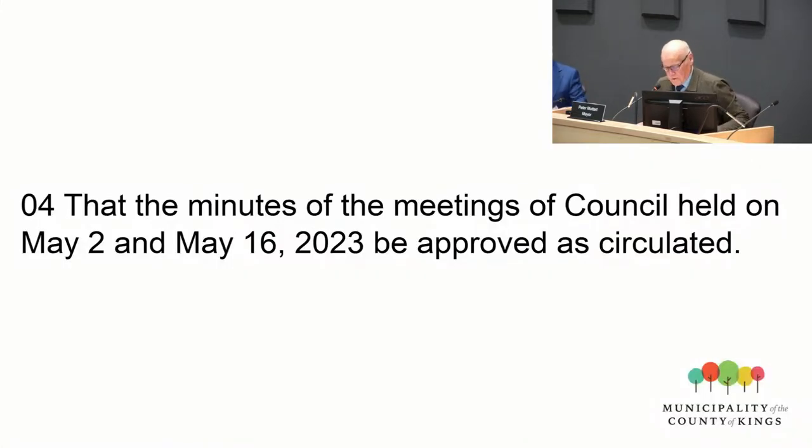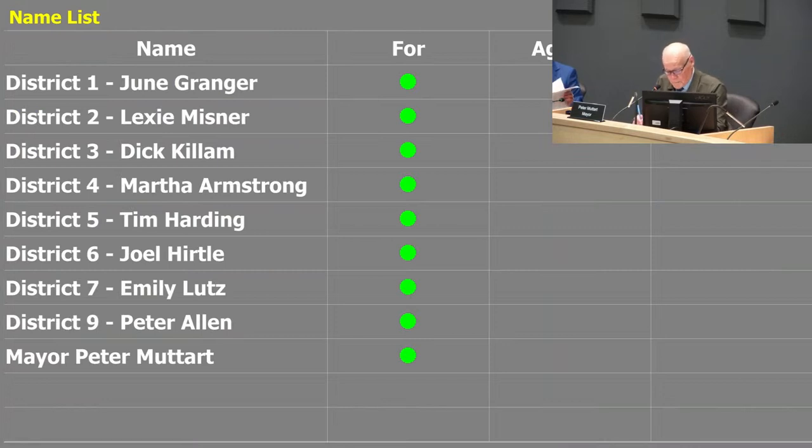We have before us the minutes of the meetings of May 2nd, Council, and May 16th, Special Council. You've had an opportunity to review those. I'd entertain a motion for the purposes of expediency to approve both sets of minutes. Moved by Councillor Meisner, seconded by Councillor Granger. Any discussion on the motion? Seeing none, all those in favor or otherwise, please vote now. And that's unanimously approved. Thank you.